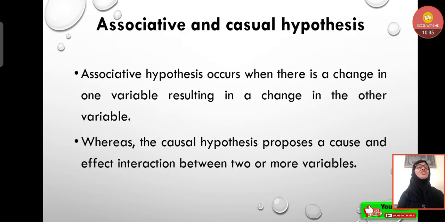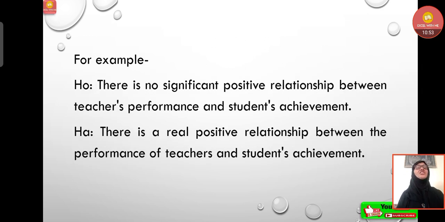Now, associative and causal hypothesis. Associative hypothesis occurs when there is a change in one variable resulting in a change in the other variable, whereas the causal hypothesis proposes a cause and effect interaction between two or more variables. For example, H naught, there is no significant positive relationship between teachers' performance and students' achievement here. We are saying there is no difference. Here, alternative, there is a real positive relationship between the performance of teachers and students' achievement, opposite to the null hypothesis we are taking. HA.